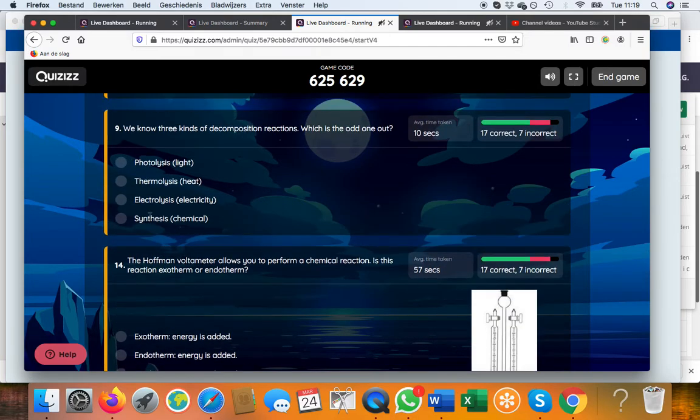And we know 3 kinds of decomposition. I'm very surprised this one is done so badly. I was just sort of playing around with you, I thought, because to remember light, heat, electricity, and chemical energy, yeah, synthesis is not a decomposition. It's actually you're making something.